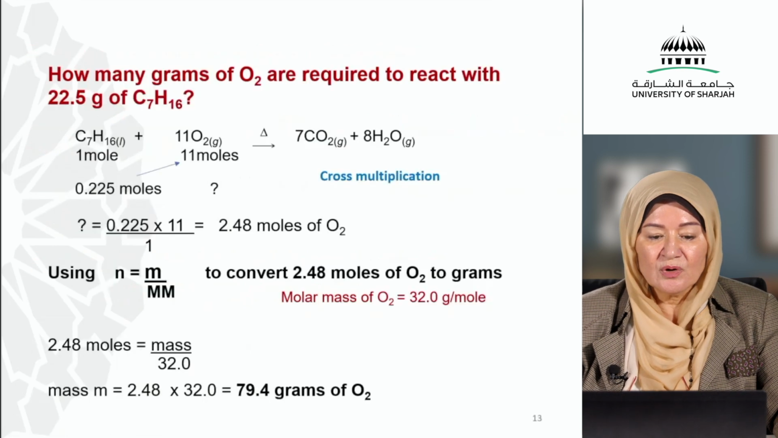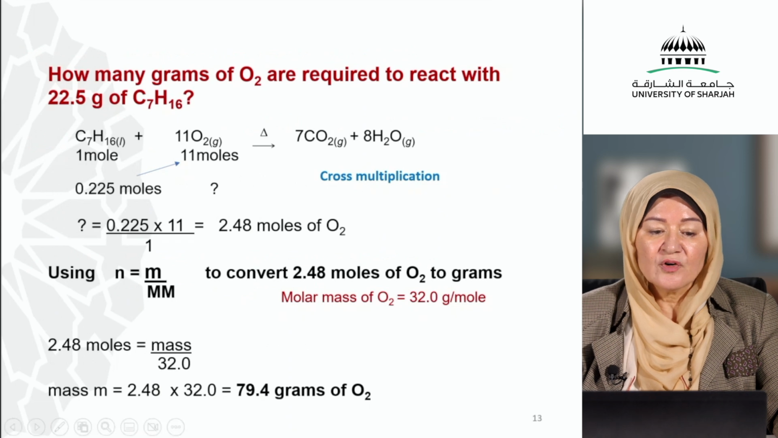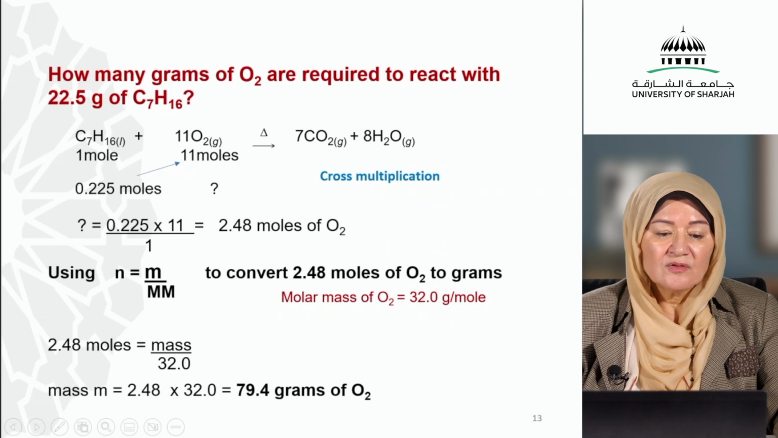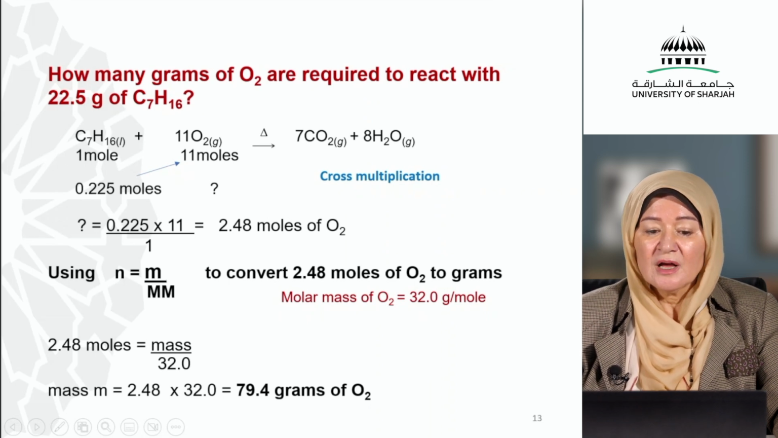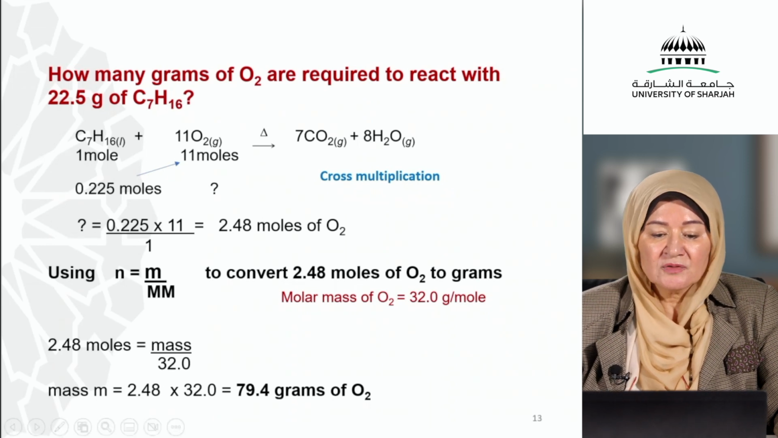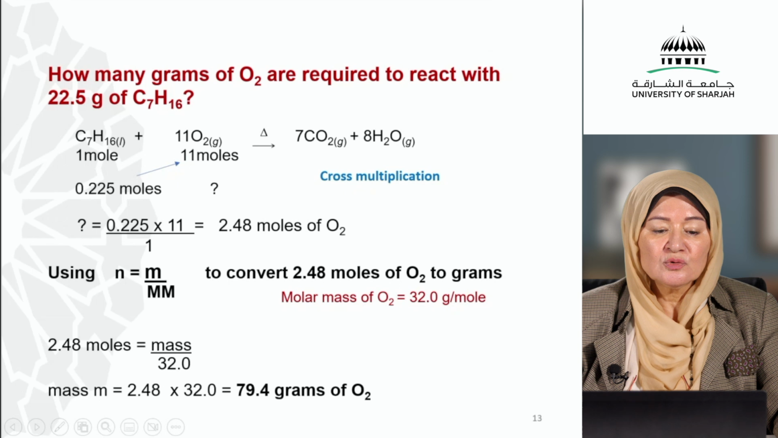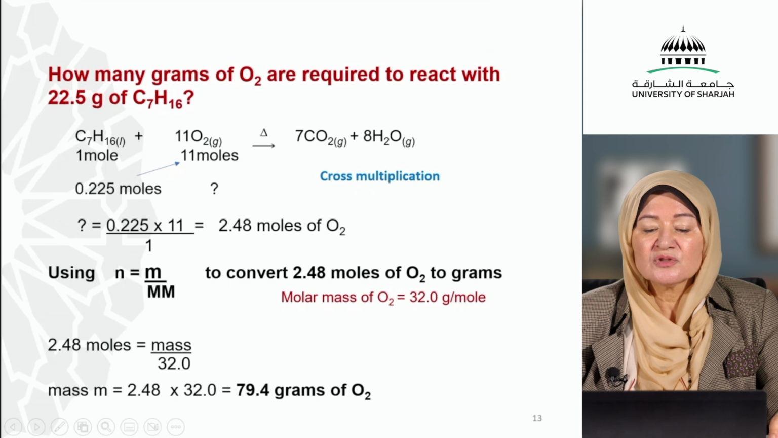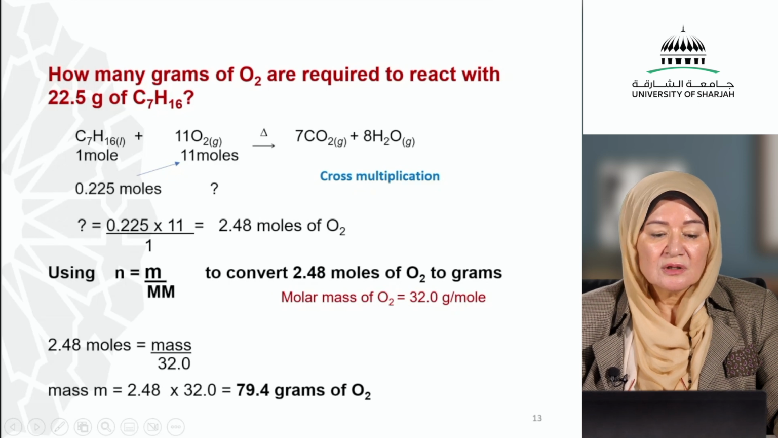Whenever I get it in moles, for every 1 mole, I need 11 moles of oxygen. I have 0.225 moles of n-heptane, the one that I got. How many moles of oxygen do I need? Cross multiplication here: 0.225 times 11 over 1. Therefore, I need 2.48 moles of oxygen.